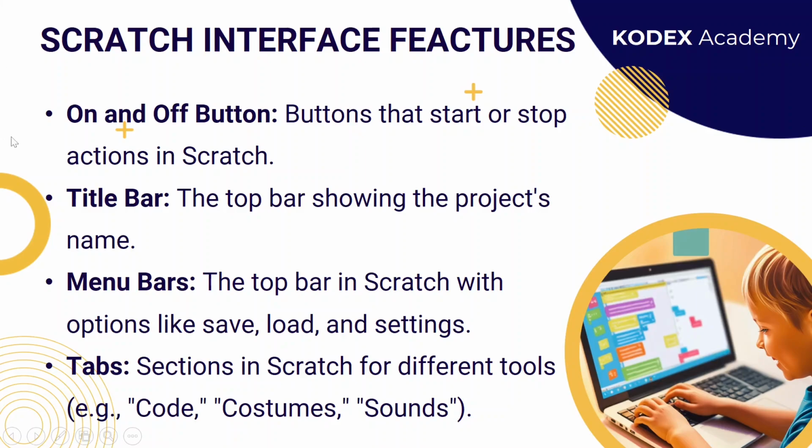Now next one is the title bar, the top bar which shows the project's name, the specified project name. You can select it and on the basis of that you can see it on the title bar. Next one is the menu bar. This is the top bar in Scratch which has options for save, load, or settings, or if you want to see the tutorial or specify the name of the project. You can see it in the menu bar.